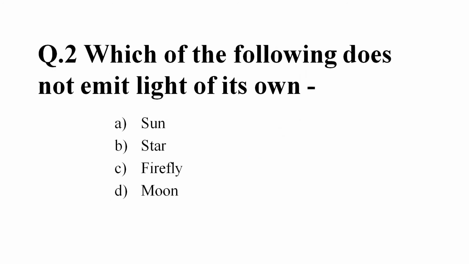Question number 2. Which of the following does not emit light of its own? Option A, sun; option B, star; option C, firefly; option D, moon. And the correct answer is option D, moon.